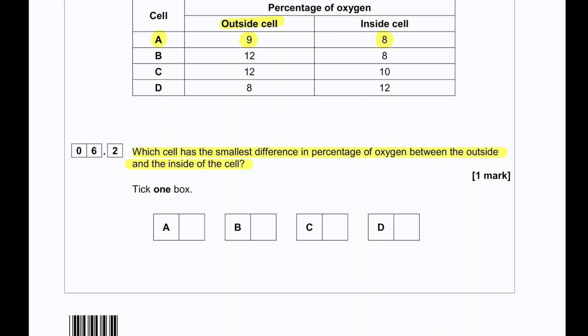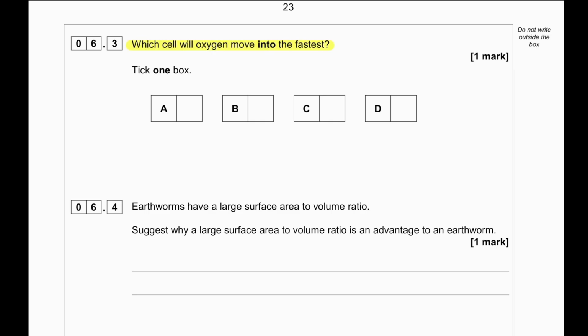Now you can see in A it's 9 and 8, in B 12 and 8, so definitely not B. C is 12 and 10, the difference is 2, the difference is 4 here, the difference is 1, and in the last one the difference is again 4. The question says which cell has the smallest difference in percentage of oxygen between outside and inside of the cell. So in this case the answer is going to be the one that has only a difference of 1. Which cell will oxygen move into the fastest?